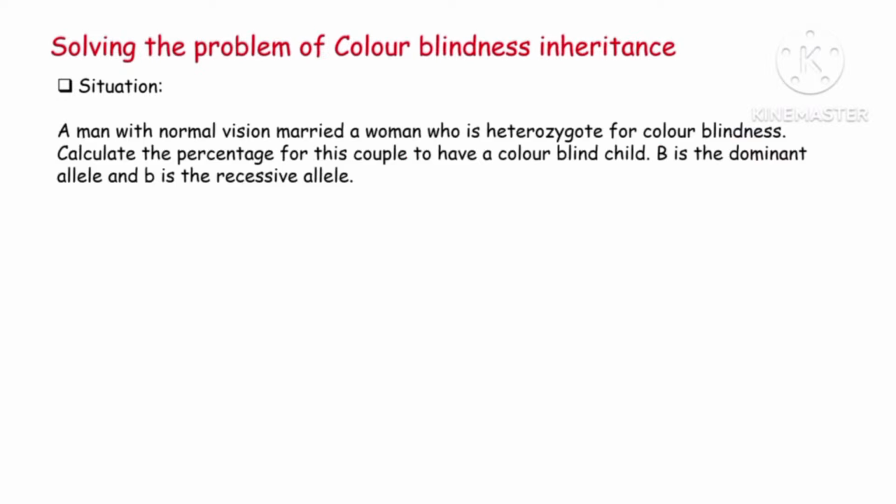Okay students, now let us try to solve another problem, but this time involving color blindness inheritance. Color blindness is one of the conditions caused by sex-linked inheritance. So first, let's look at the question. A man with normal vision married a woman who is heterozygote for color blindness. Calculate the percentage for this couple to have a colorblind child.